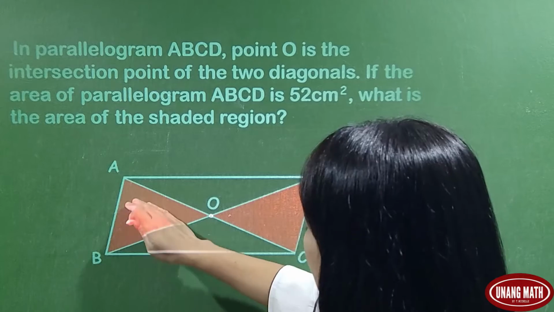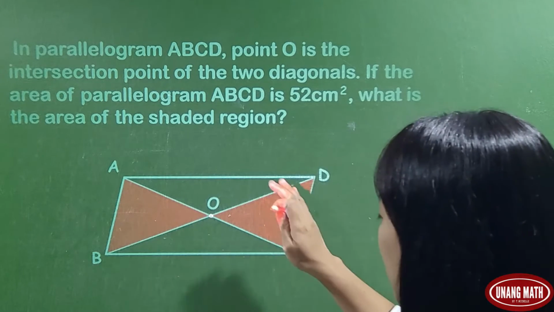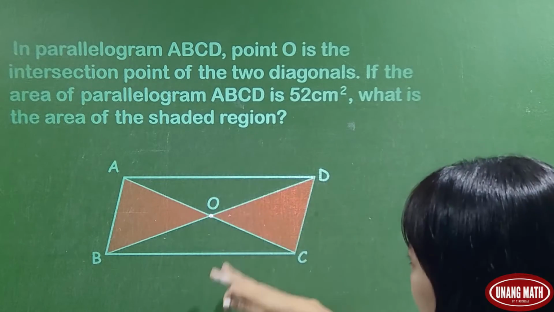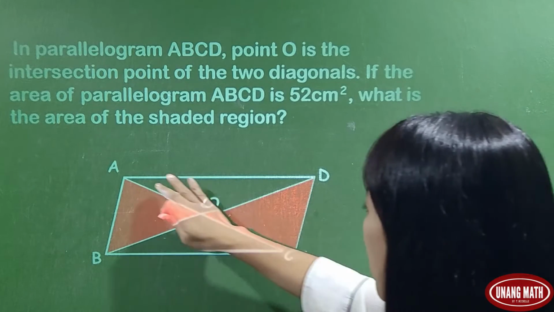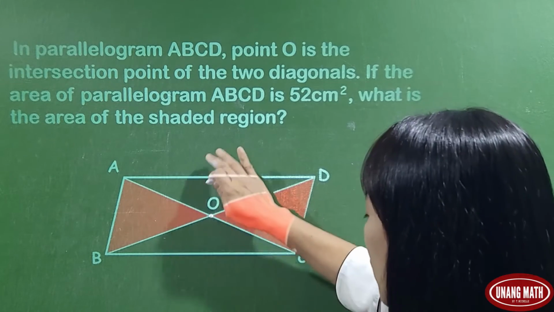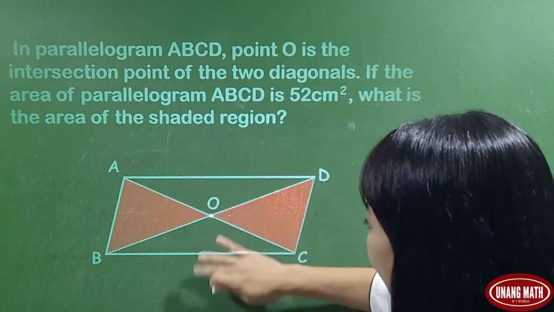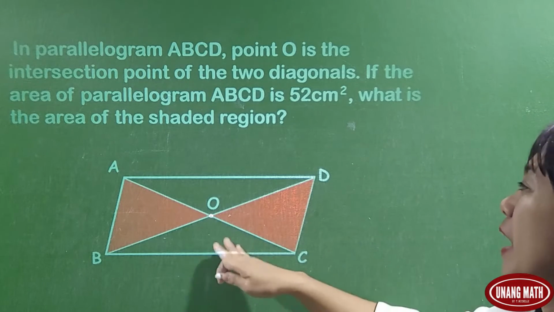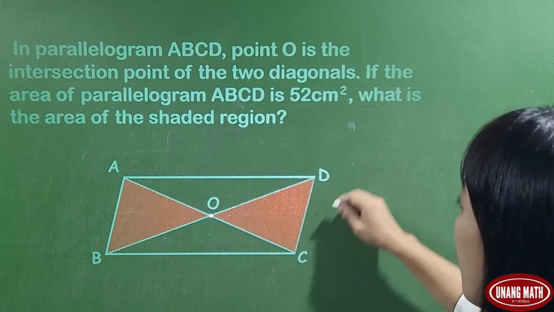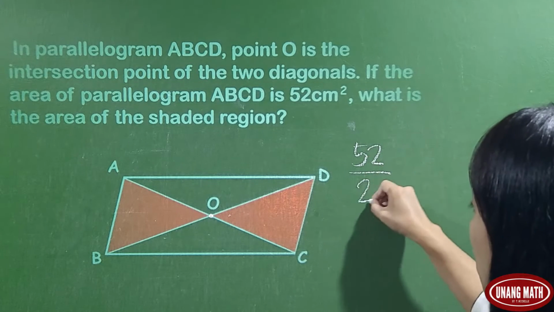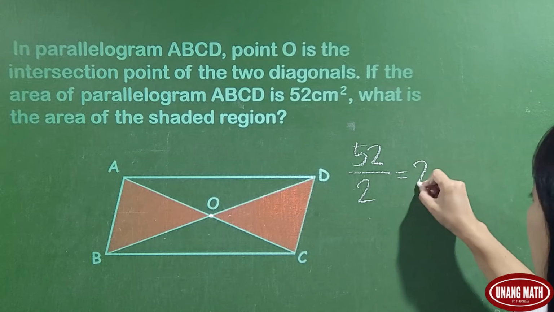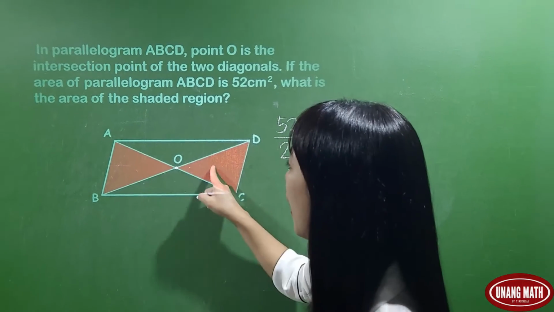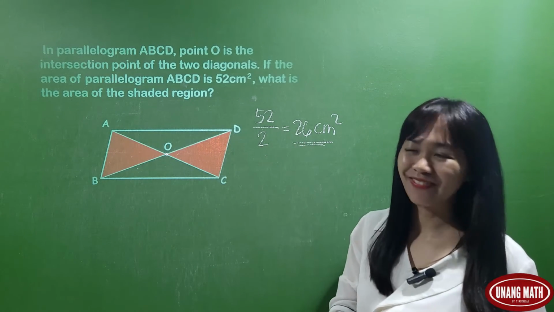Okay, so this shaded region, or this triangle plus this triangle, is half the area of this whole parallelogram, because the unshaded triangle on top and the unshaded below, if we add these, this area is also half the area of this parallelogram. So we have to divide 52 by 2. So that would be 26. So it's going to be 26 square centimeters. So that's the area of this shaded region.